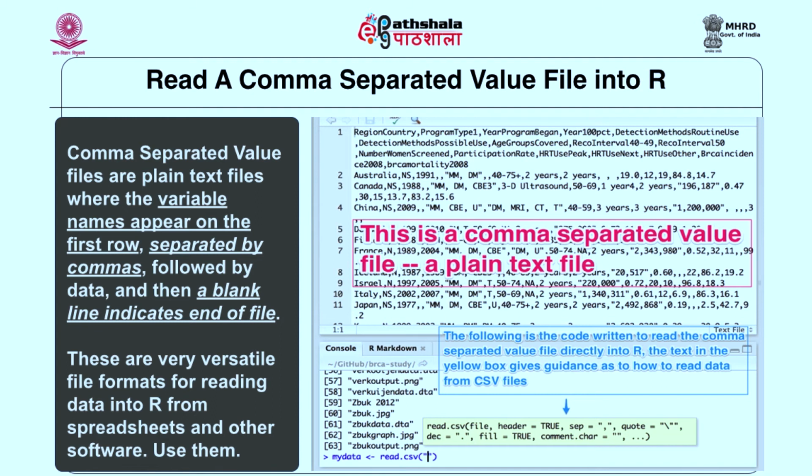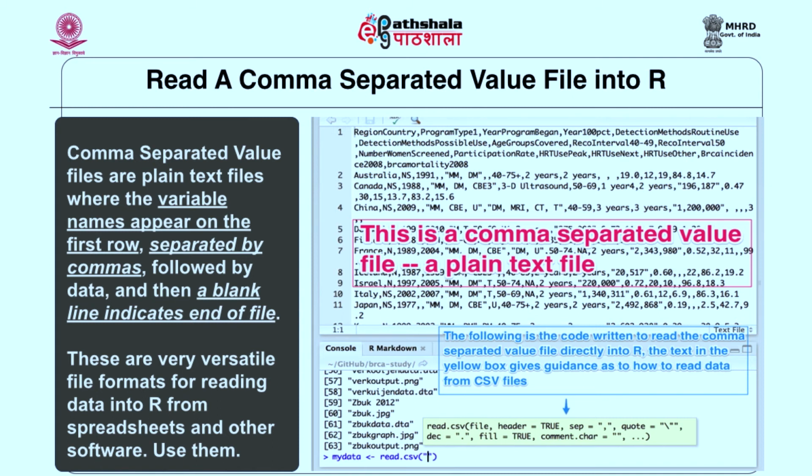And the way this file was constructed is that in the first line, which is also known as a header line, you put the names of the variables. Then every subsequent line contains the individual values, and these values are separated by commas. This is why this particular file is known as a comma-separated value file or a CSV file. These are very useful formats for reading data into R from spreadsheets and from other software. And indeed, even from the web and from other sources, if you want to put data, CSV is a very versatile way in which you can read files.